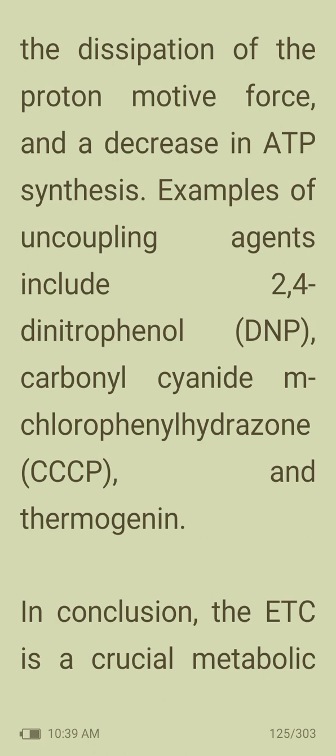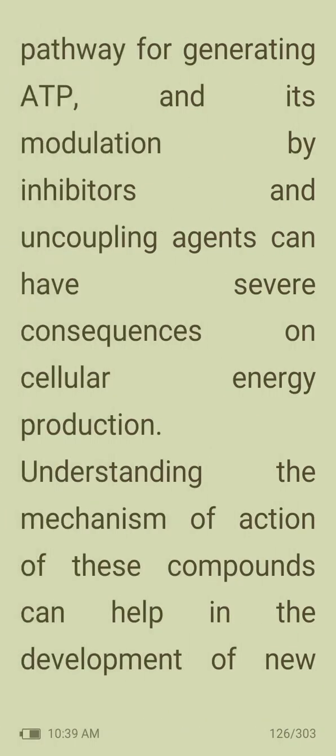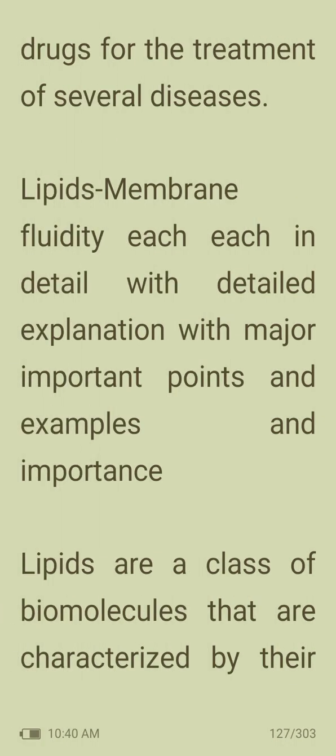Examples of uncoupling agents include 2,4-dinitrophenol, carbonyl cyanide m-chlorophenyl hydrazone, and thermogenin. In conclusion, the ETC is a crucial metabolic pathway for generating ATP, and its modulation by inhibitors and uncoupling agents can have severe consequences on cellular energy production. Understanding the mechanism of action of these compounds can help in the development of new drugs for the treatment of several diseases. Next topic, lipid membrane fluidity.